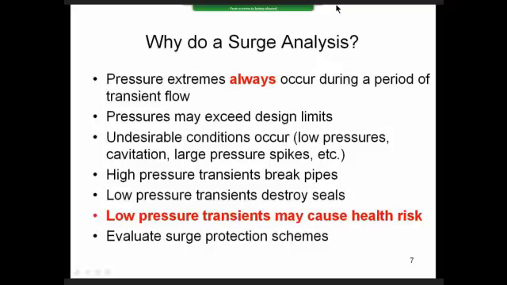Clearly, in water distribution systems, the pressure surges in the system are causing additional pipe breakage over what you would get if you could mitigate those pressure transients. Low pressure transients cause damage to seals, and that will increase your leakage. Also, low pressure transients can cause a health risk. I'm going to expand on that a little bit, but that's a very serious consideration for drinking water systems. Finally, we need to do a surge analysis so we can evaluate surge protection schemes.